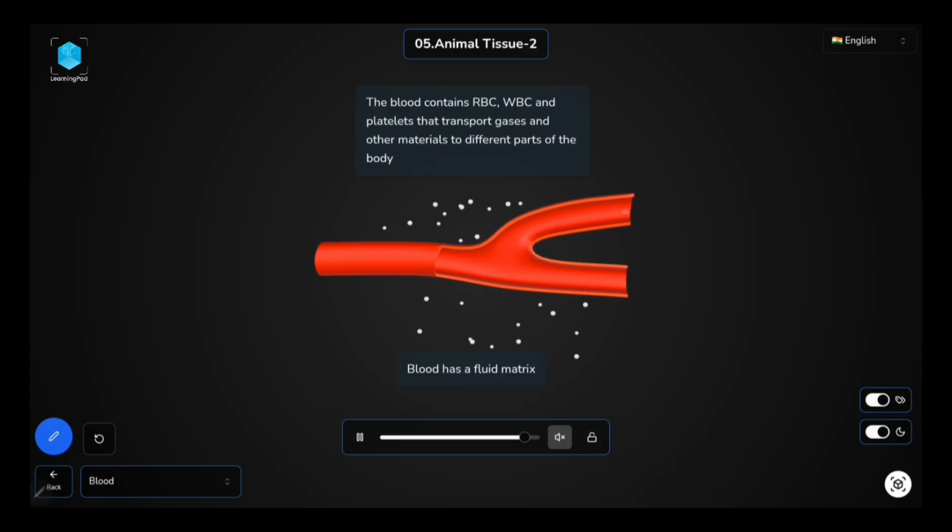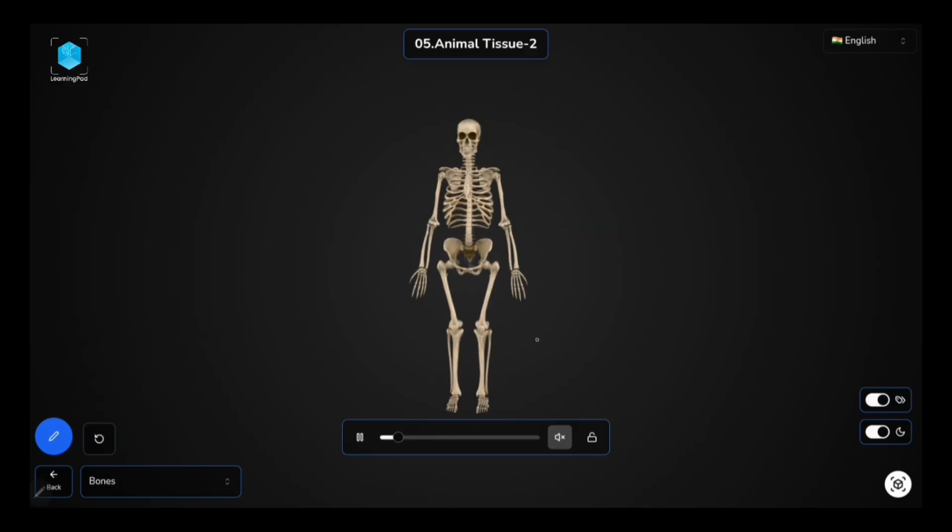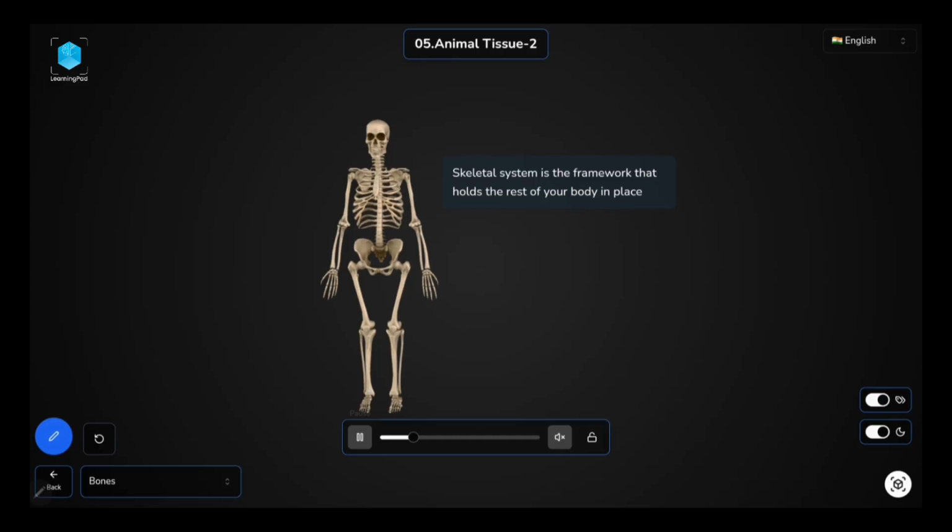Another type of tissue is bone. Bones make up the skeletal system. What is the skeletal system? The skeletal system is the framework that holds the rest of your body in place, right? It is the system which holds the body.